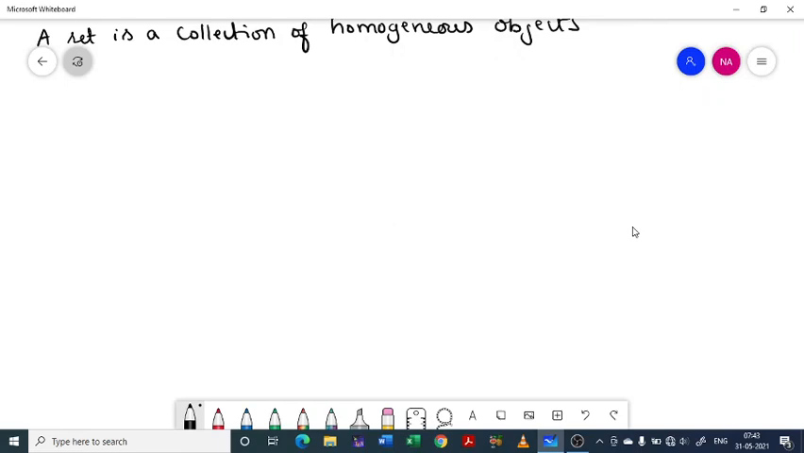The next important thing is function. Functions, or function, we always use the plural form. So what do you mean by a function? Suppose you have two sets.